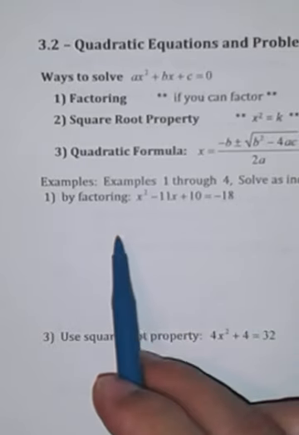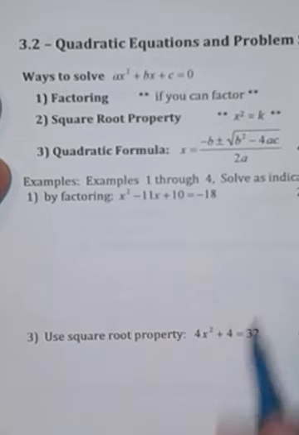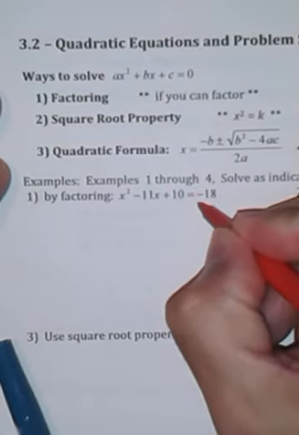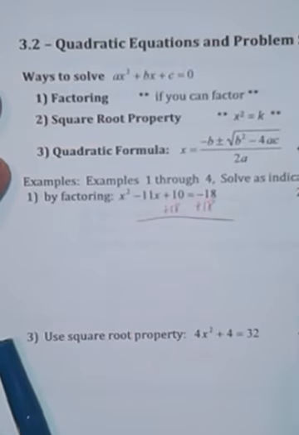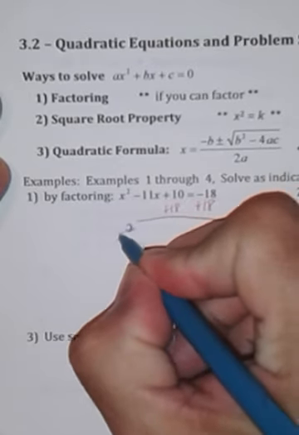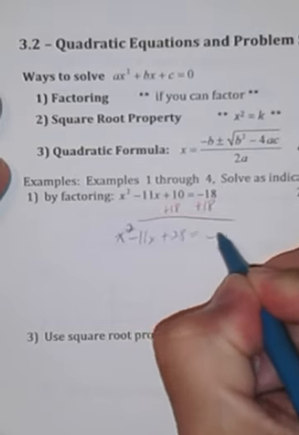So number 1, we're going to solve by factoring. So first we want to make it equal to 0 when we factor. So I'm going to add 18 to both sides, and what that means is I want to get rid of that 18 on the right hand side. So I have then x squared minus 11x plus 28 equals 0.